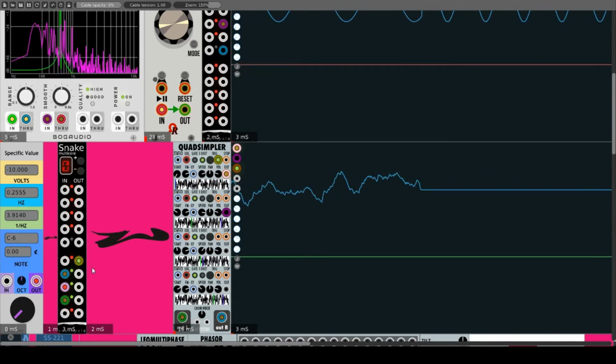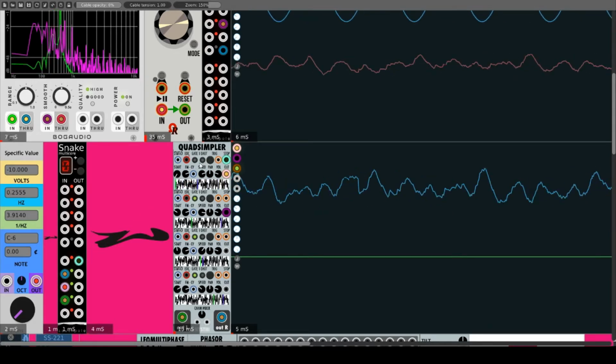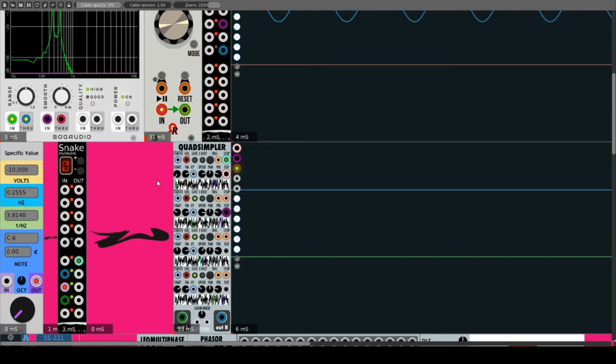Holding the button is useless, and with a gate signal, the sample is triggered only once as soon as a voltage is applied. Just 1 volt is enough. As soon as the trigger signal arrives at a stop input, the sample is stopped. It is therefore possible to play back the sample for a desired time using trigger signals.